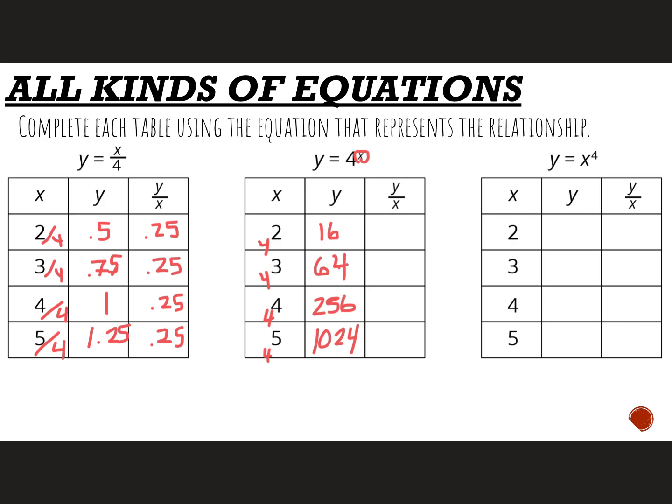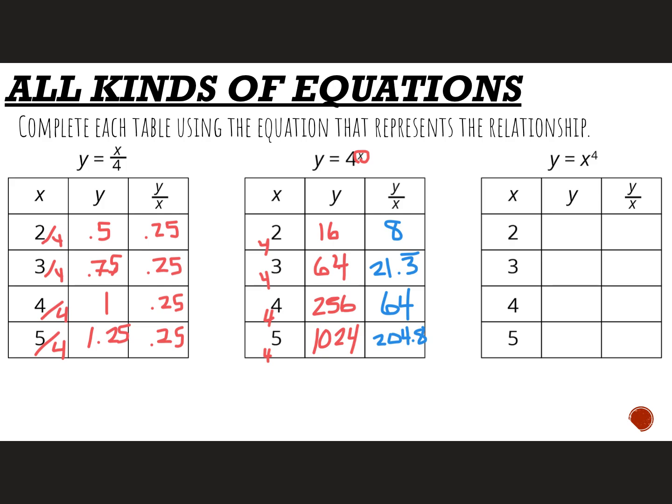And then we do y divided by x with these numbers. And we would get 16 divided by 2 is 8. 64 divided by 3 is 21.3 repeating. 256 divided by 4 is 64. 1024 divided by 5 is 204.8.